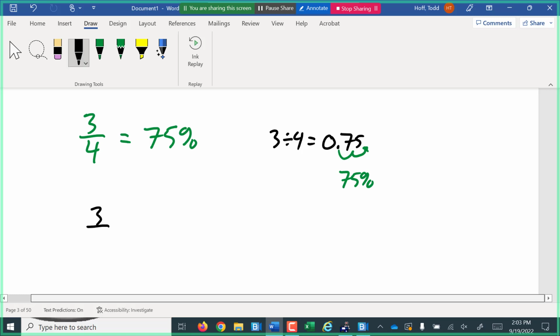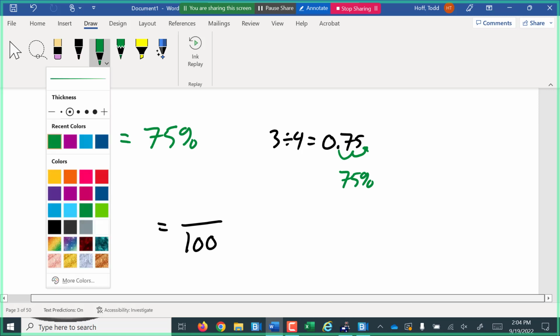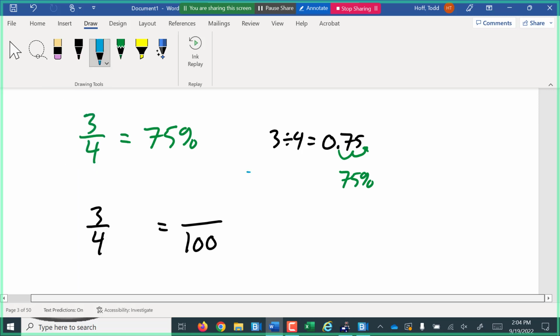Or you could remember that 3/4 is actually a ratio. It's 3 out of 4, and a percent has to be out of 100. And just like any other fraction, we could ask, what do you multiply 4 by to turn it into 100? To make 100, it's 4 times 25. So then we do 3 times 25 gives us 75. Yep, so 75 out of 100, or 75%.